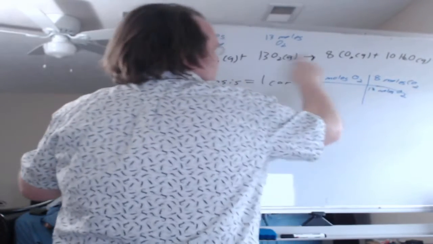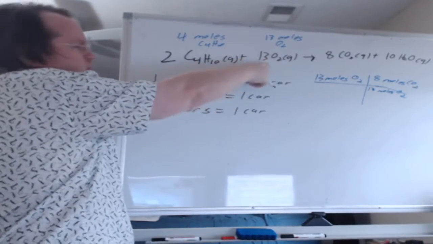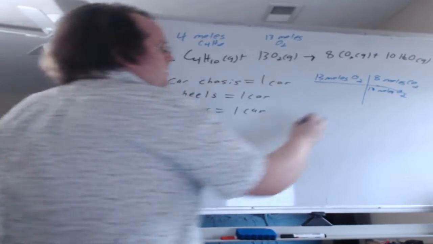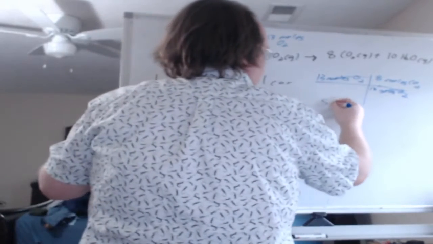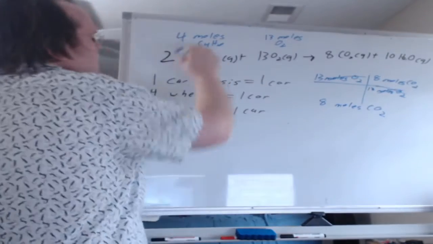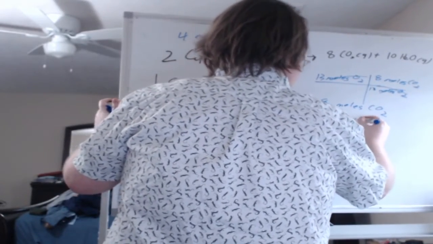I got that, remember, from the coefficients up front, like we talked about in the previous videos. Every 13 moles of oxygen that I react can make 8 moles of carbon dioxide. So the moles of O2 cancels, and I'll get that this 13 moles of oxygen can make 8 moles of CO2. Now, on the other hand, I have 4 moles of C4H10.